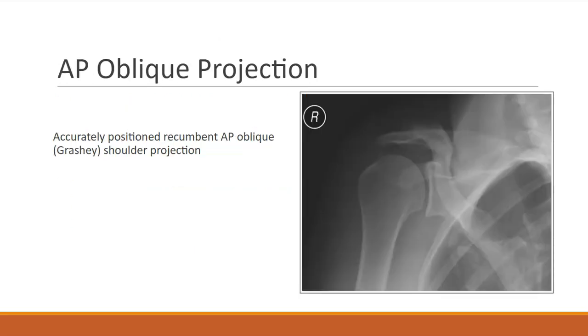Here is an image of an accurately positioned recumbent AP oblique shoulder projection. In this projection, you can see that the clavicle is aligned vertically and is foreshortened, superimposing the scapular neck there, right? And then the glenoid cavity is situated slightly superiorly. Just take note that positioning does change from upright to recumbent.